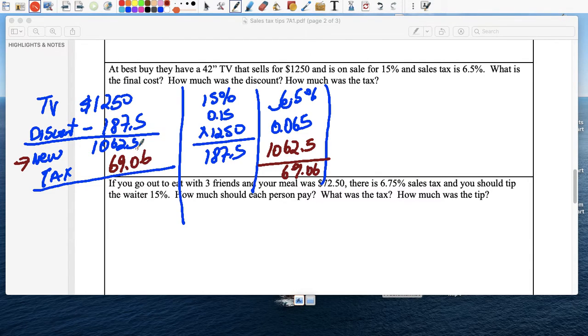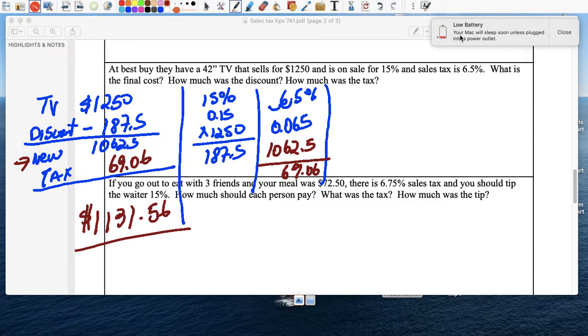So my tax here is $69.06, rounded by the way. 1062.5 plus 69.06, I end up paying $1,131.56. So they're actually asking you how much was the discount and how much was it taxed, so you were forced to do it that way.